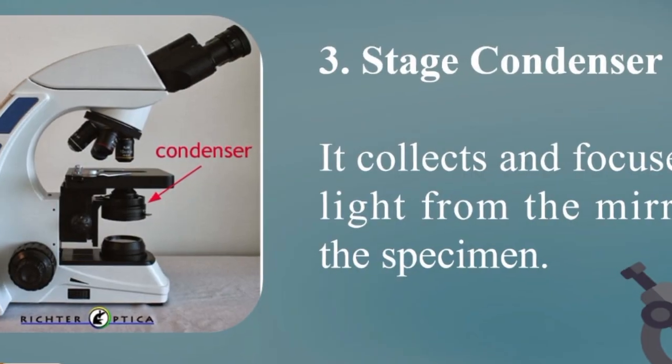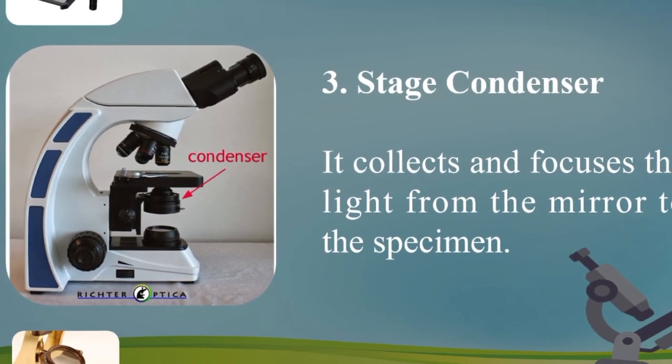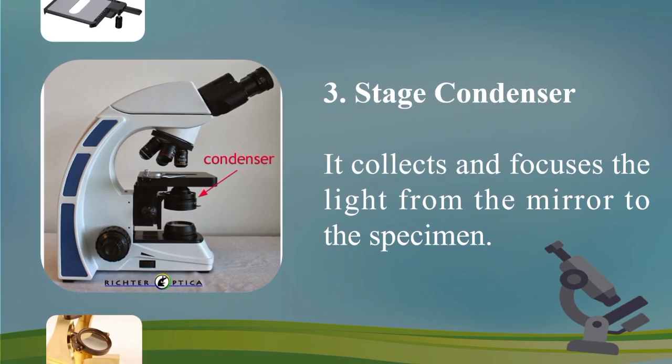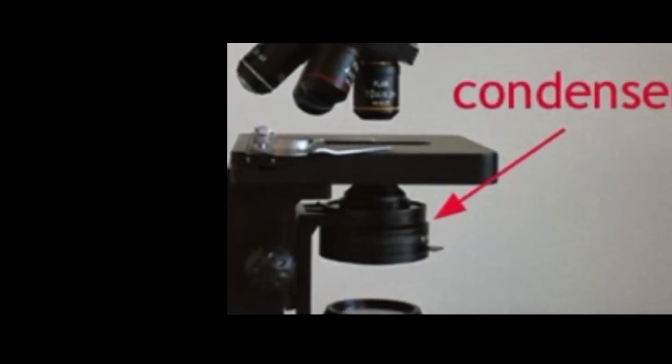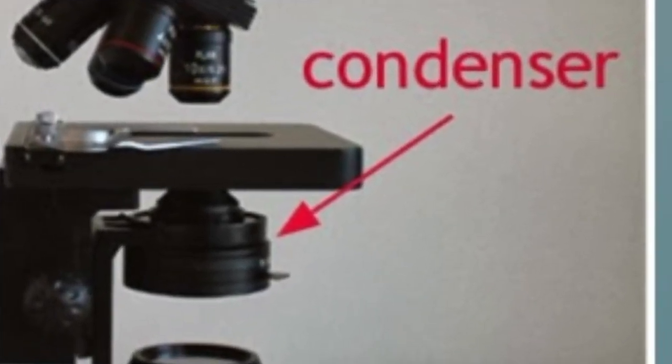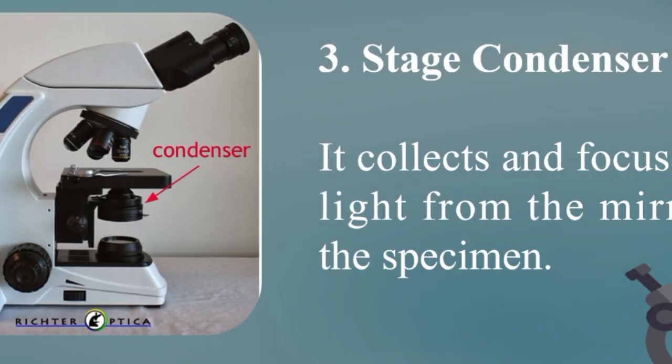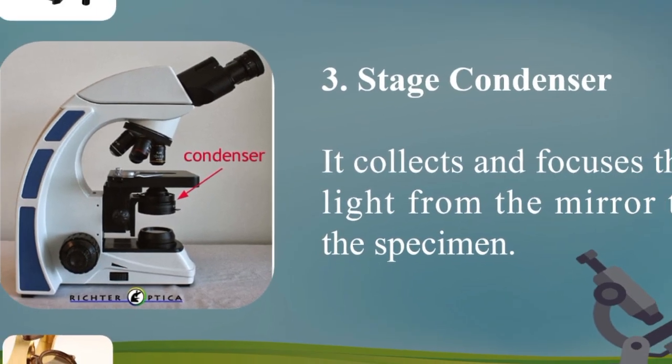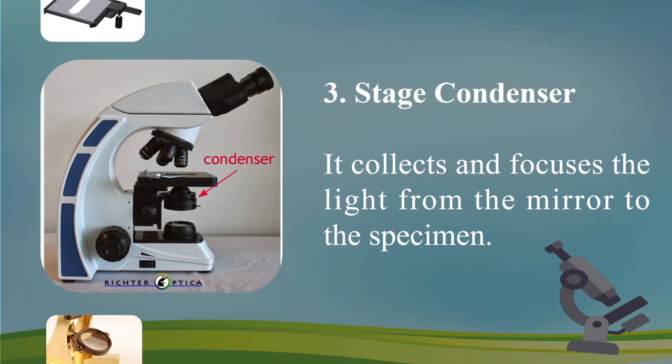The next is the stage condenser. It collects and focuses the light from the mirror to the specimen. The stage condenser focuses and directs light from the microscope's light source onto the specimen, ensuring even illumination. This enhances image clarity and resolution, making fine details of the specimen more visible during observations.